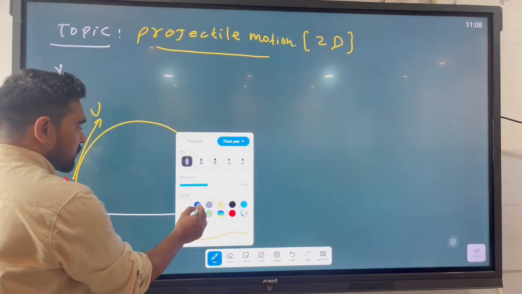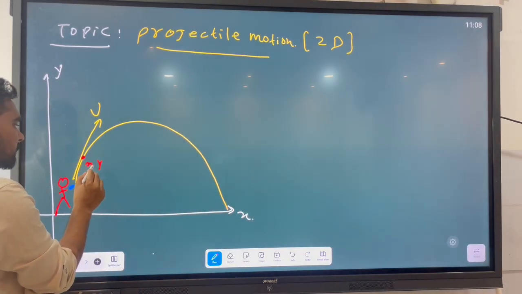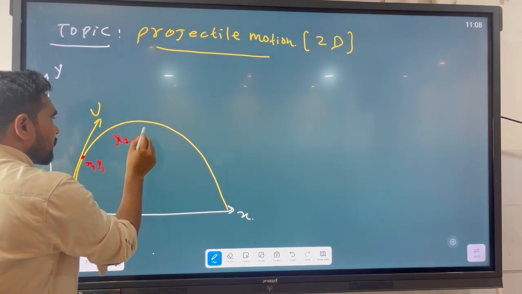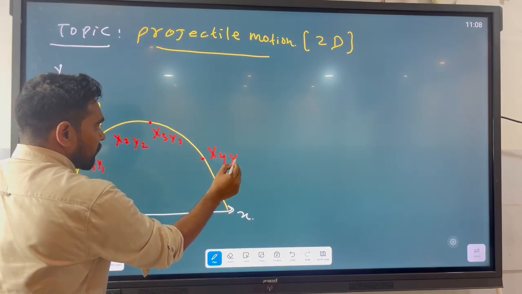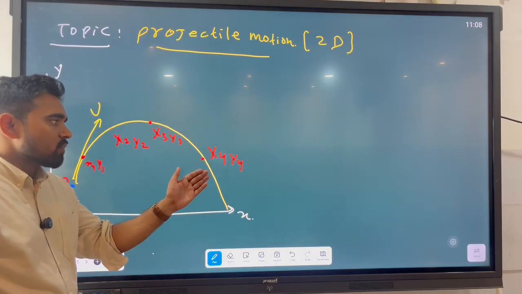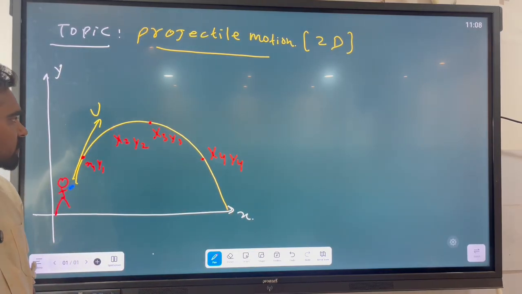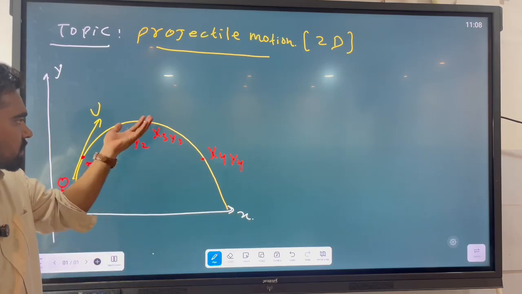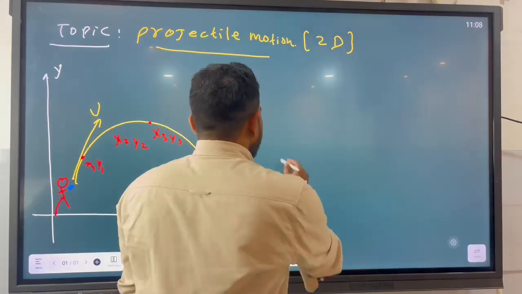Suppose the coordinates of the object are x1, y1, and here x2, y2, right, and here x3, y3 and here x4, y4. Both x and y coordinates change with respect to time. This is an example of projectile motion, and velocity also changes because the y coordinate changes, in the vertical direction, so the vertical component of projectile velocity changes with respect to time.